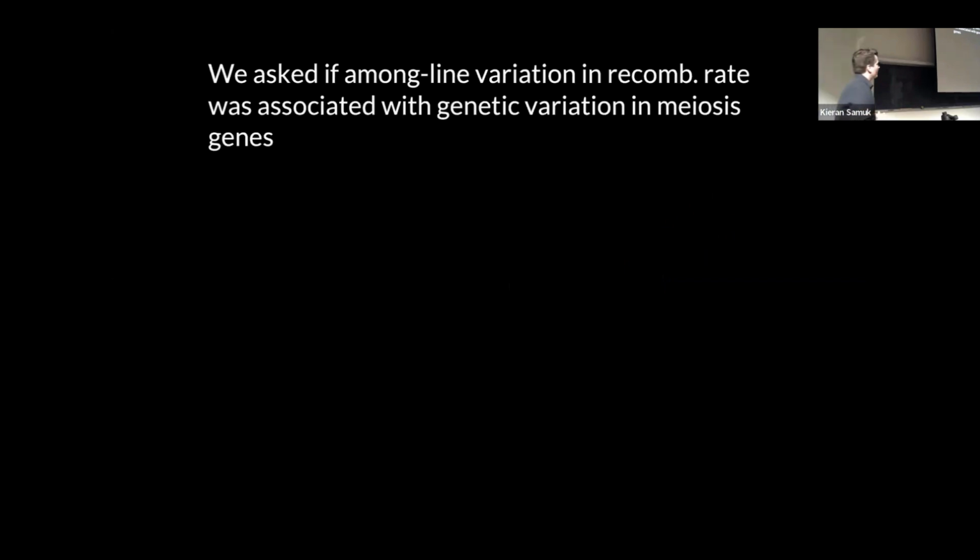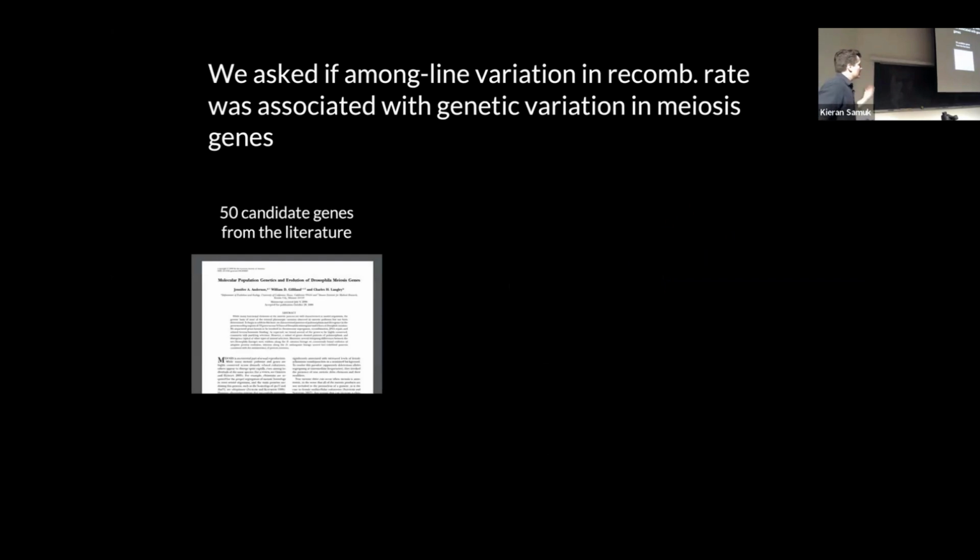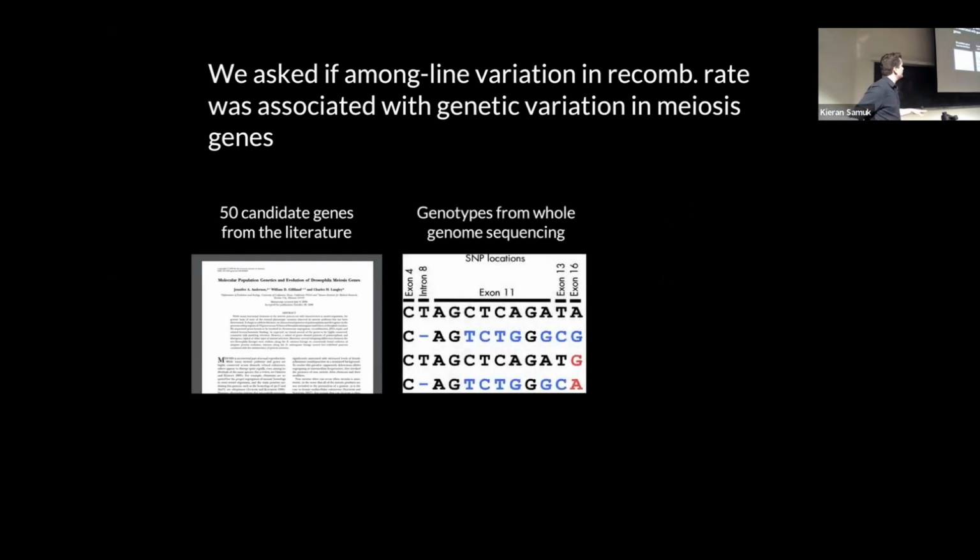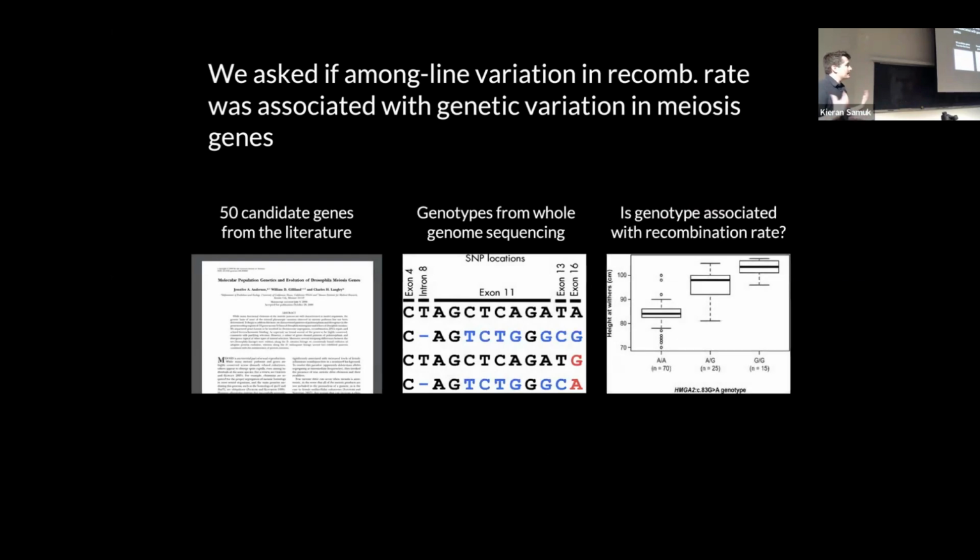Okay, so we first asked if among-line variation in recombination rate was in some way associated with genetic variation in any of these candidate genes. So we pulled out candidate genes from the literature. We then whole genome sequenced all of our lines. And then we basically just asked, is genotype associated with recombination rate?